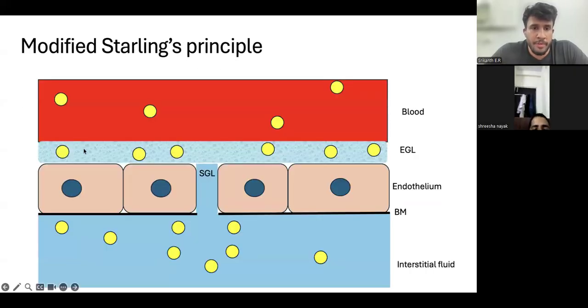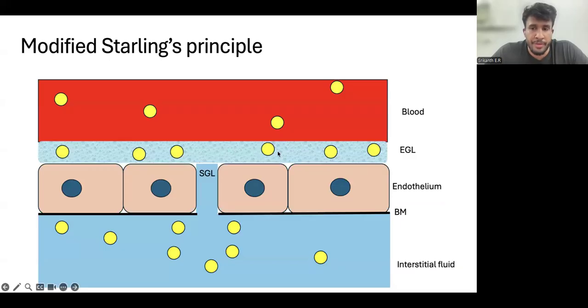So this is what the modified Starling principle describes. The only difference that has happened is that there is a semi-permeable endothelial glycocalyx which repels albumin and such proteins from passing through. So what it creates is a new layer below it, which is the subglycocalyx layer. This is a very narrow layer which has no proteins at all, primarily because the endothelial glycocalyx prevents any albumin from coming into the subglycocalyx layer. But you would also notice that the subglycocalyx layer is continuous with the interstitial fluid layer.